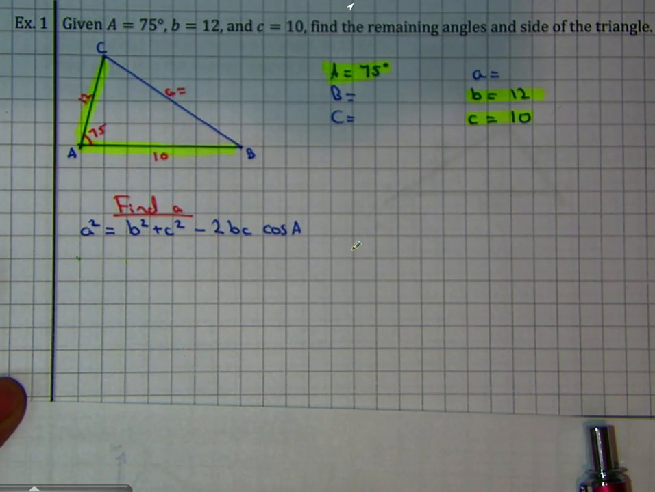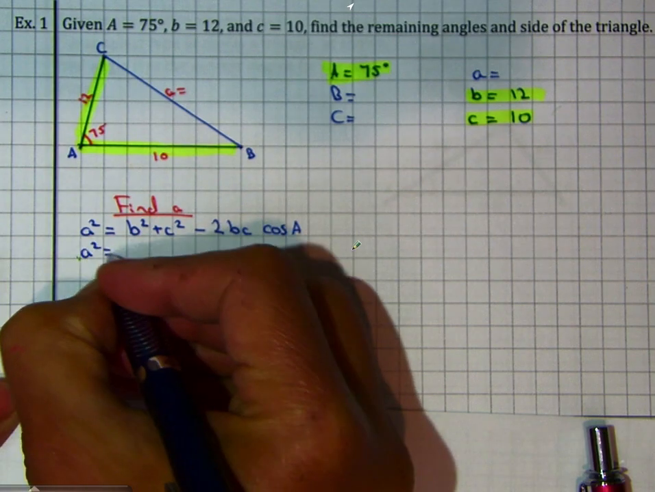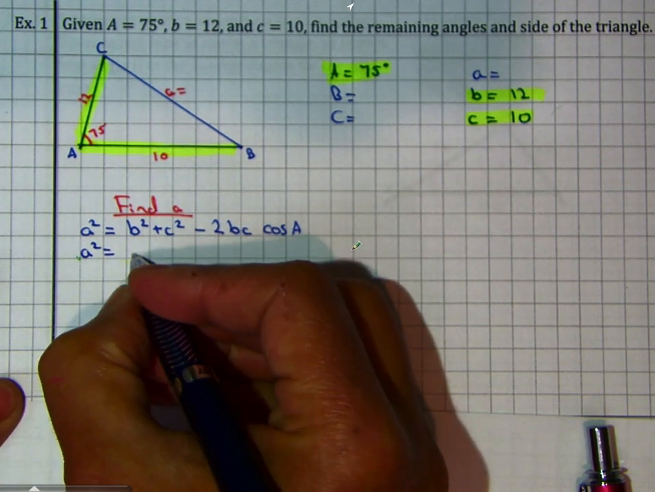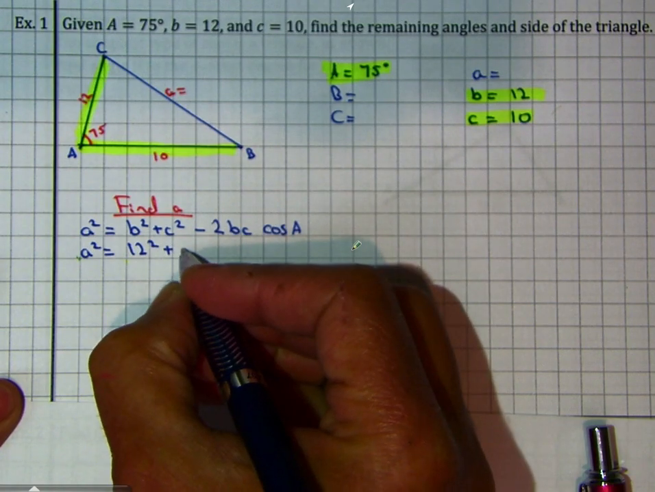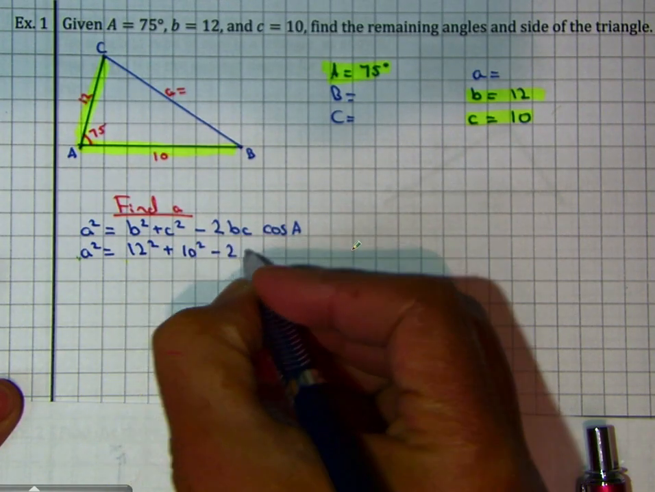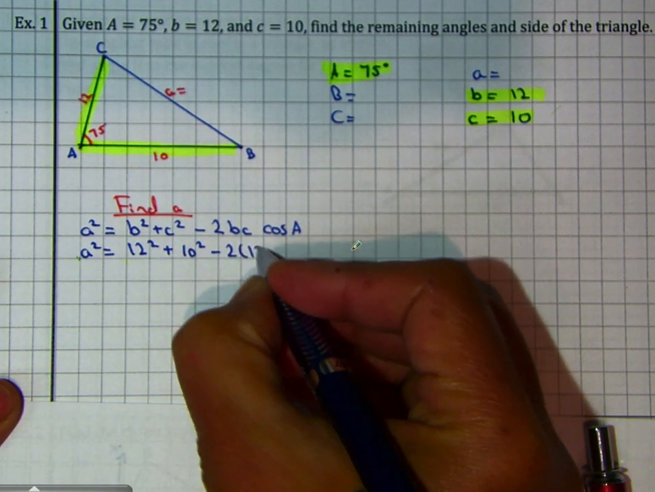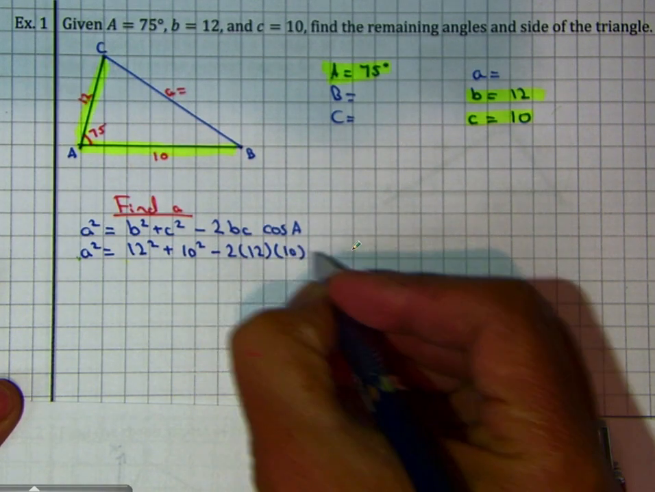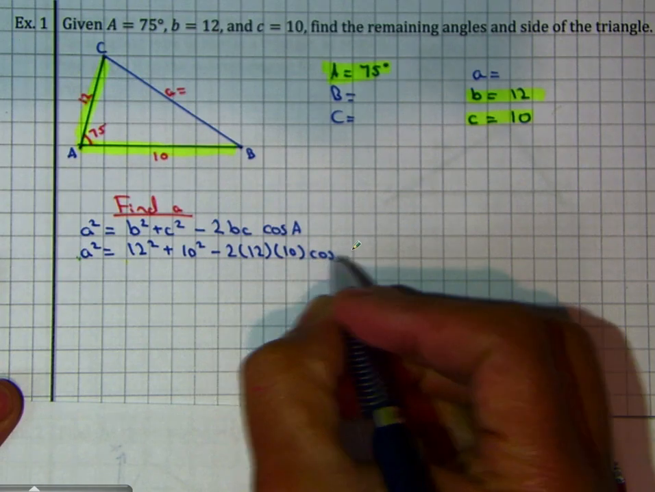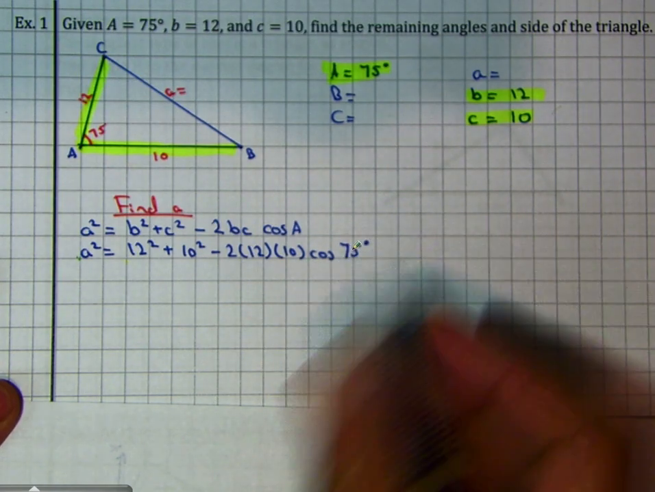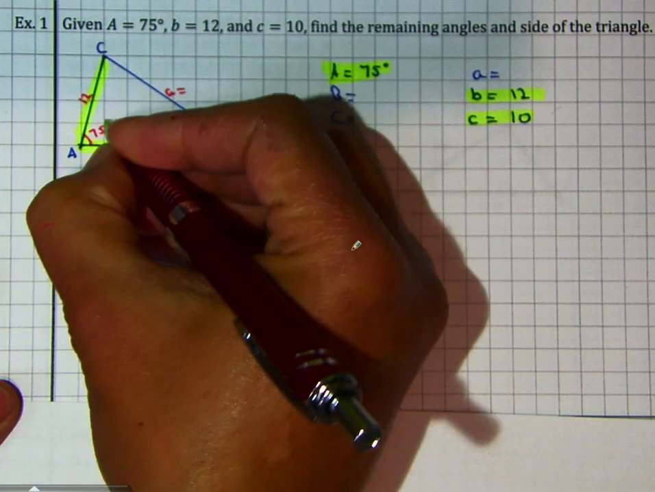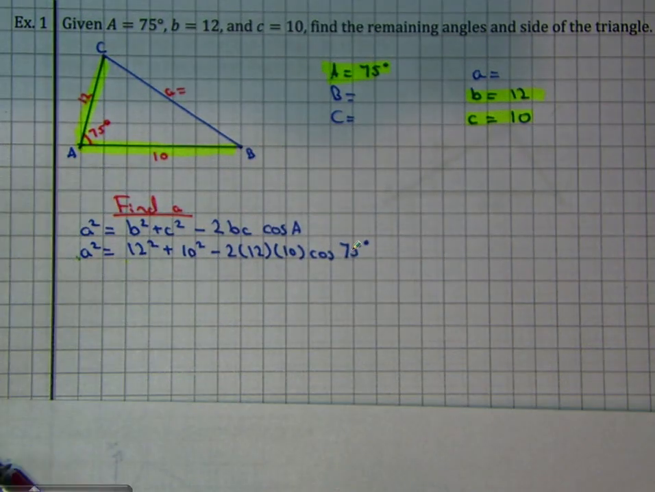And now we're just going to substitute. We're looking for A squared. B is 12 squared. C is 10 squared minus 2, 12 and 10 get repeated, and the cosine of 75 degrees. Remember that you have to make sure that you place your degree symbol. It's in here, but you can barely see it. And now the only thing that we need to do is just type it into the calculator.